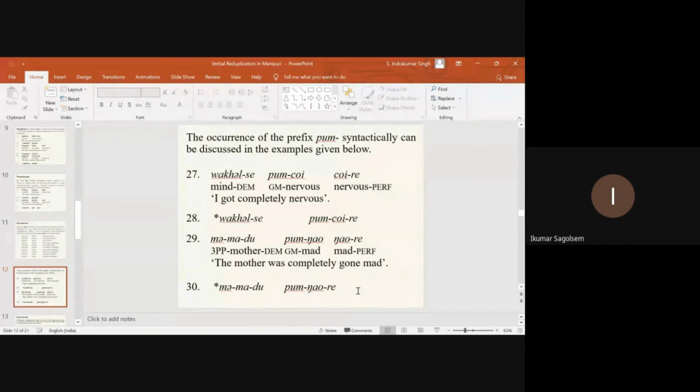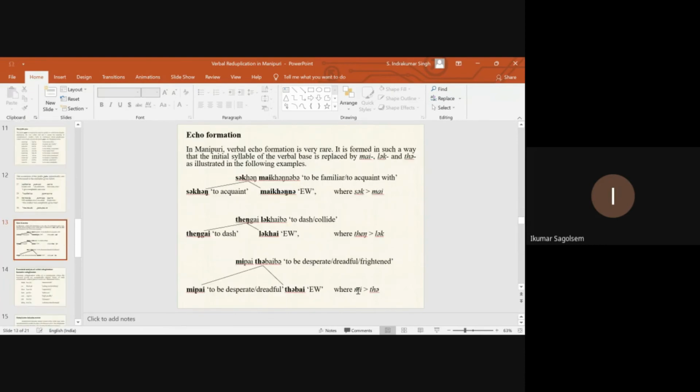The occurrence of the prefix pum syntactically can be discussed in the examples given below. The verbal root choi is completely copied with the prefix pum in 27. Wakal said pum choi choire, I got completely nervous. And in 29, mama tu pum ngau ngaure, the mother completely got mad. All these examples fulfill the requisites.